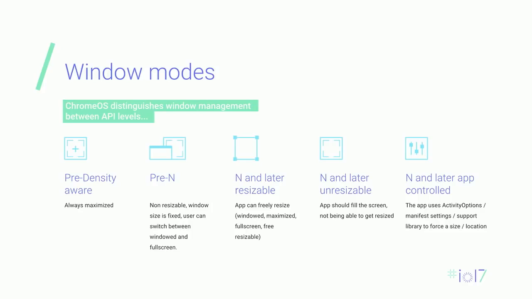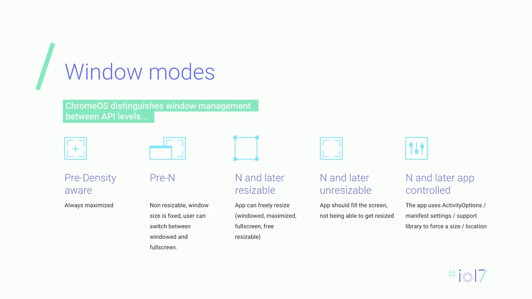These are, in our new window manager, the special window modes we are supporting. Essentially, we have the pre-density aware applications. These are always being shown full screen. I really hope that you are not programming any of these kind of applications anymore, unless you want to have the biggest button of the world. Might be a good thing, but you possibly don't want that.